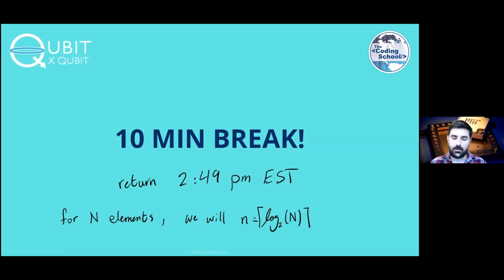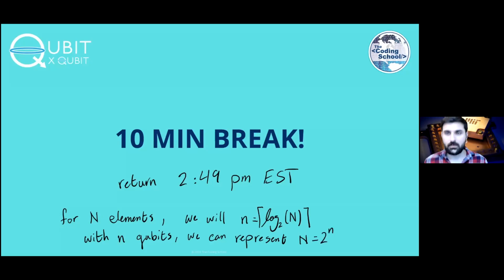I mean, you can also look at it the other way, right? With small n qubits, we can represent large n, which is the total number of elements, equal to 2 to the power of small n, the number of qubits. And this is something that we've seen before. This is exactly the same argument that we've seen for if we have small n qubits, how many different states can they be in a superposition of? Same argument.